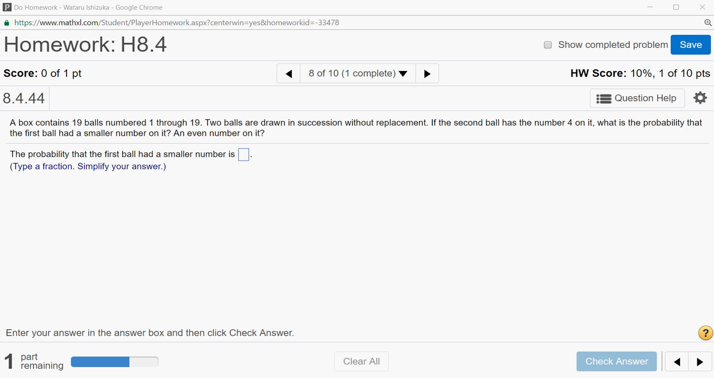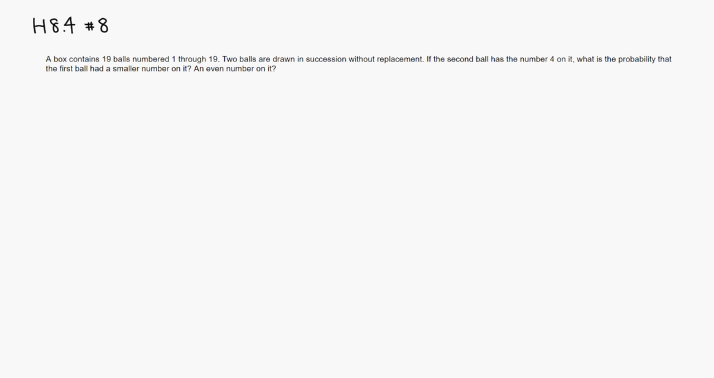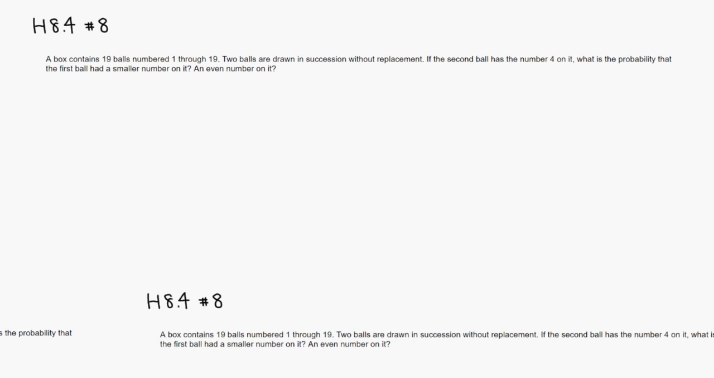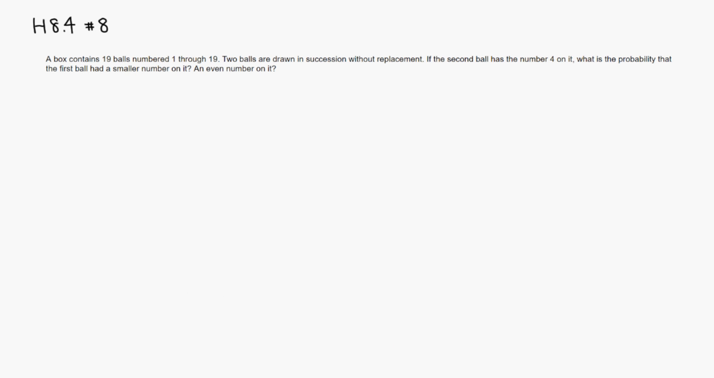Alright, let's look at homework 8.4, problem number 8. A box contains 19 balls, numbers 1 through 19. 2 balls are drawn in succession without replacement. If the second ball has the number 4 on it, what is the probability that the first ball had a smaller number on it, or an even number on it?